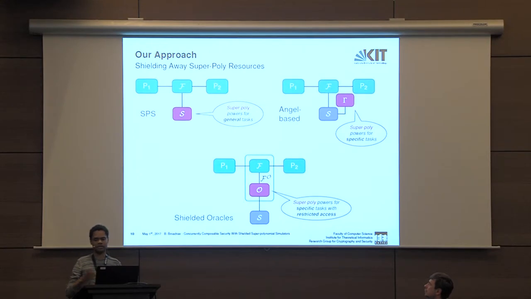So the starting idea of our framework is to give simulators also super poly powers for specific tasks, just like in the angel-based setting, but additionally restricting access to these super poly powers. This is modeled in the following way, by a so-called shielded oracle, that is an interactive Turing machine that may directly interact with the simulator, as well as the functionality, where the interaction between the shielded oracle and the functionality cannot be monitored by the simulator.